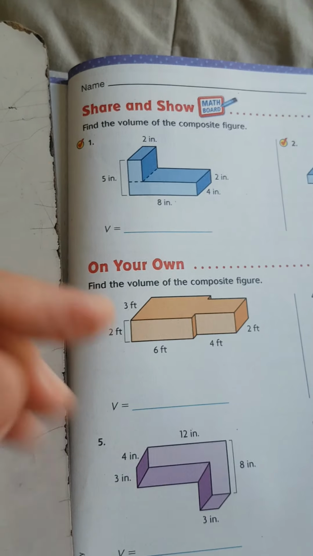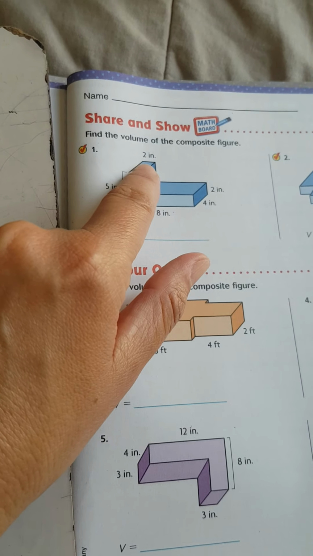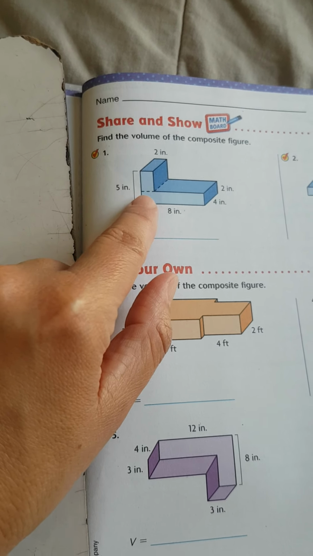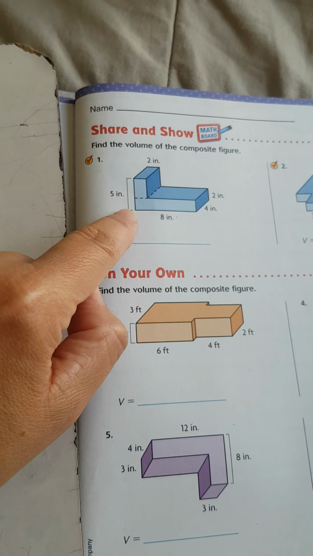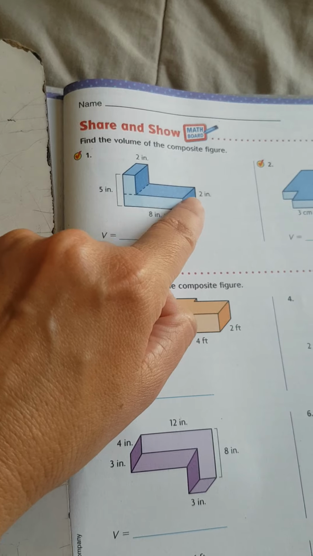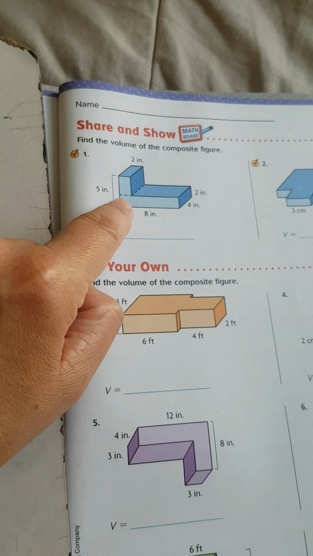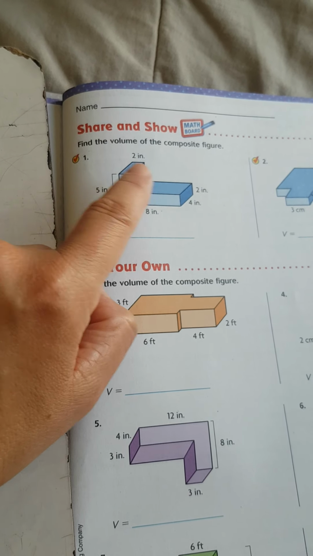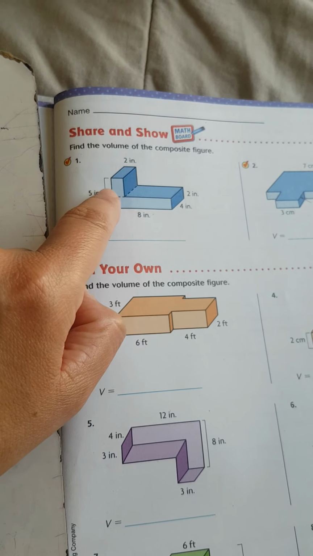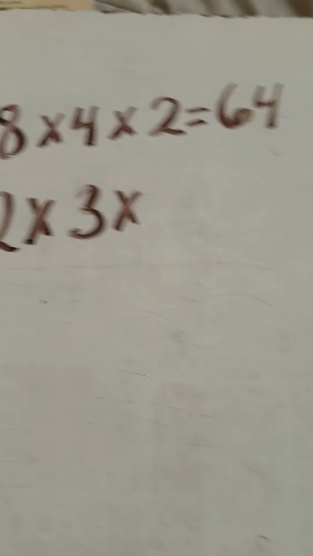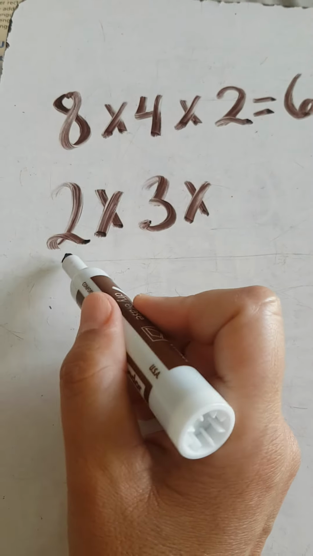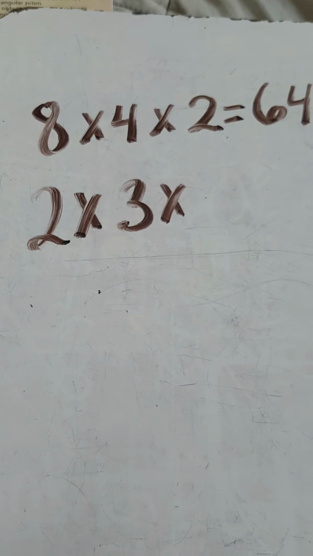So you following me so far? The length is 2. The height, well, they said the whole thing is 5 inches, and I subtracted that by 2 because I know this part is 2 inches tall. So if I do 5 take away 2, it equals 3. So this is 3 inches tall. So far, I have the length and the height.